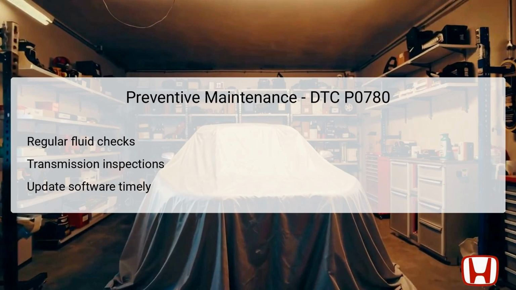To prevent future occurrences of DTC P0780 and associated shifting errors, implementing a robust preventive maintenance routine is essential. Regularly checking the transmission fluid levels and condition can help detect leaks or contamination early, which are critical for maintaining the integrity of the CVT system. Additionally, conducting periodic transmission inspections allows for the identification of worn components before they lead to more significant issues.